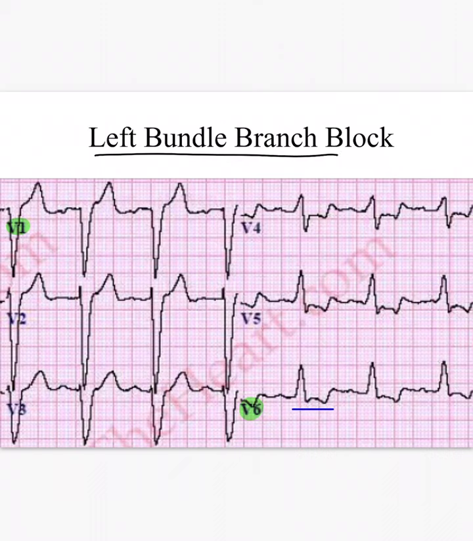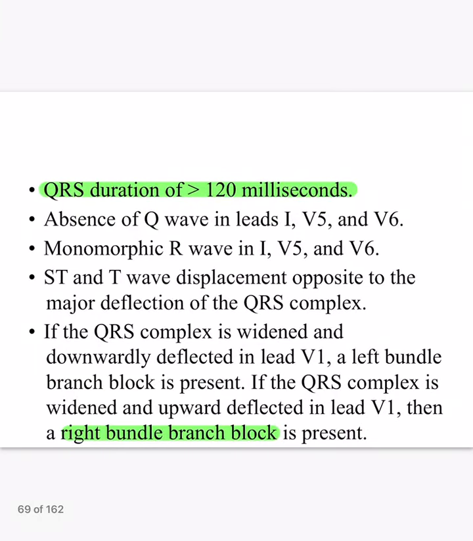Now let's identify this. When we try to identify, we need to look at V1 and V6. If we look at V1 and V6, what happens? This is V1 and this one is V6. That is where your mnemonic will come. See, this forms a W, and V6 forms a M. That is a left bundle branch block.